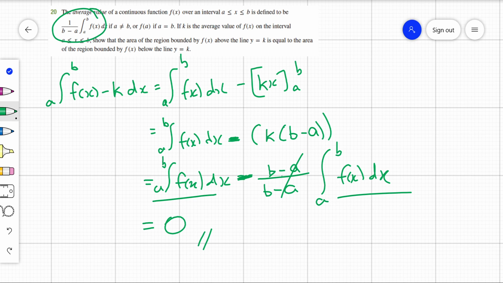if k is the average value of f of x on that interval, then the area of the region bounded by f of x above the line y equals k and the area of the region below the line y equals k is equal, so it's got to equal 0.